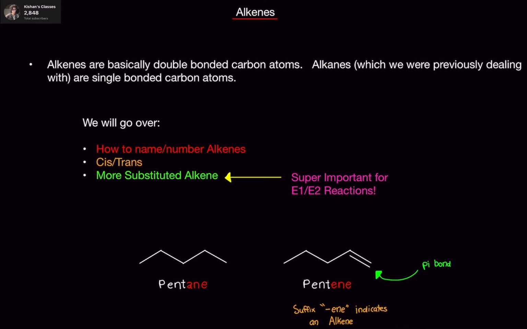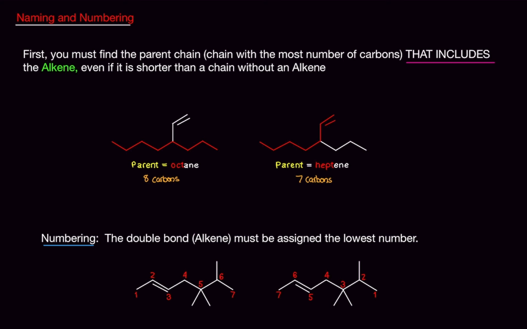All right, naming and numbering. To do this, the first thing you must do is find the parent chain. That is the chain with the most number of carbons. Now, this must include the alkene, or the double bond. Even if you find a chain that is much longer, but does not include the double bond, that's illegal. That's not good. We don't like that. It must include the alkene, even if it's a shorter chain.